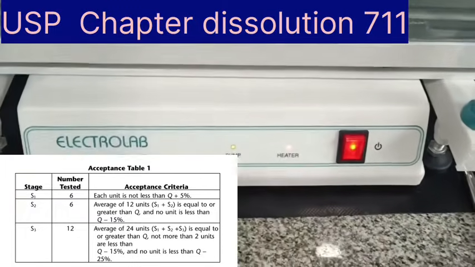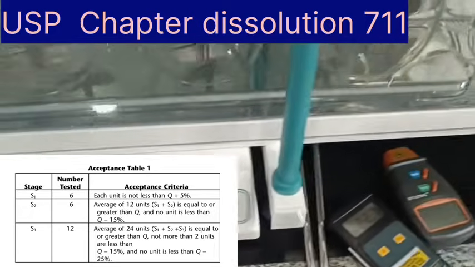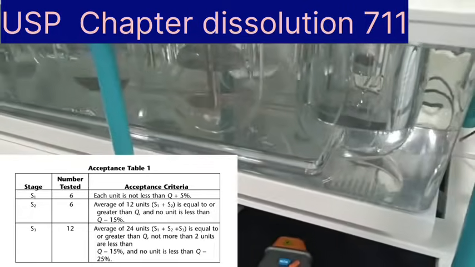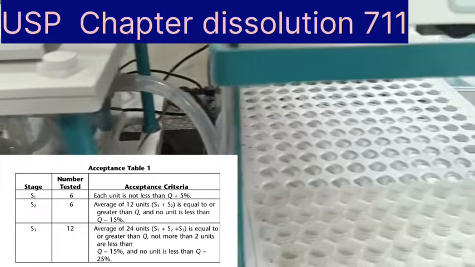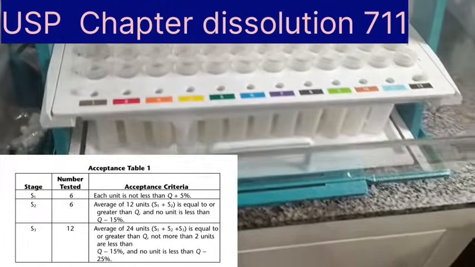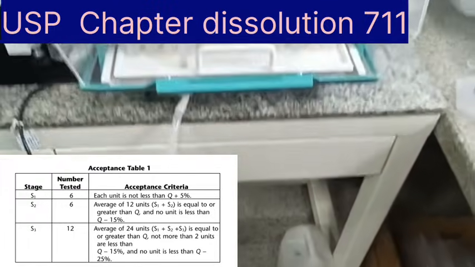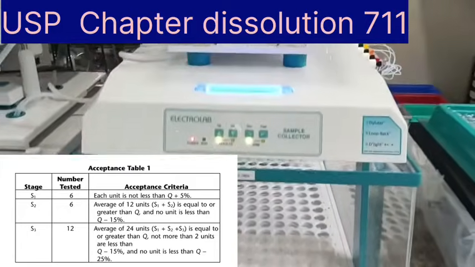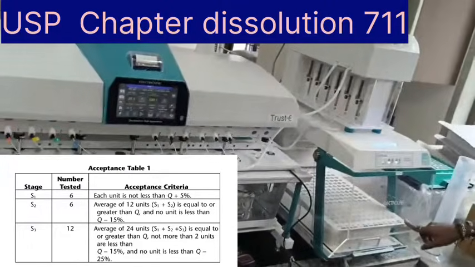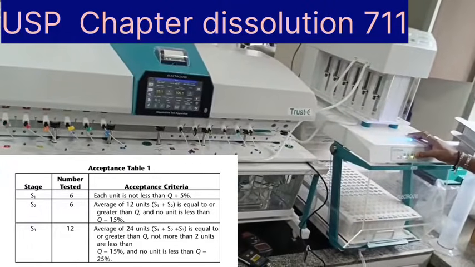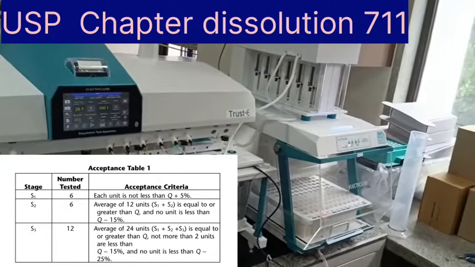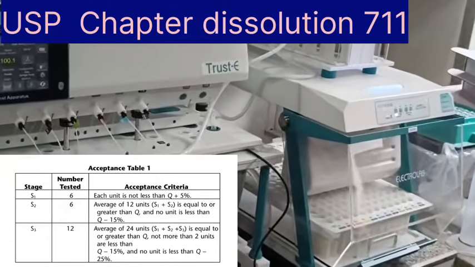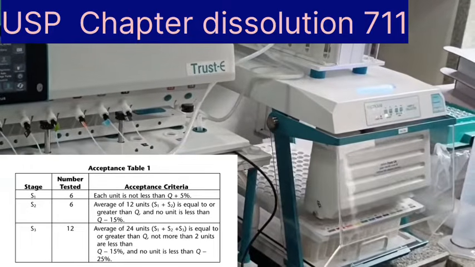So S3 acceptance criteria has 3 different requirements. The first point we talked about is having the average greater than or equal to at least the Q value. The second important criterion is not more than 2 units less than Q minus 15%. And the third acceptance criterion is that none of the units should be less than Q minus 25%. So this is all about how to understand the different stages of the specification and how one can conclude whether the product meets the spec or not.